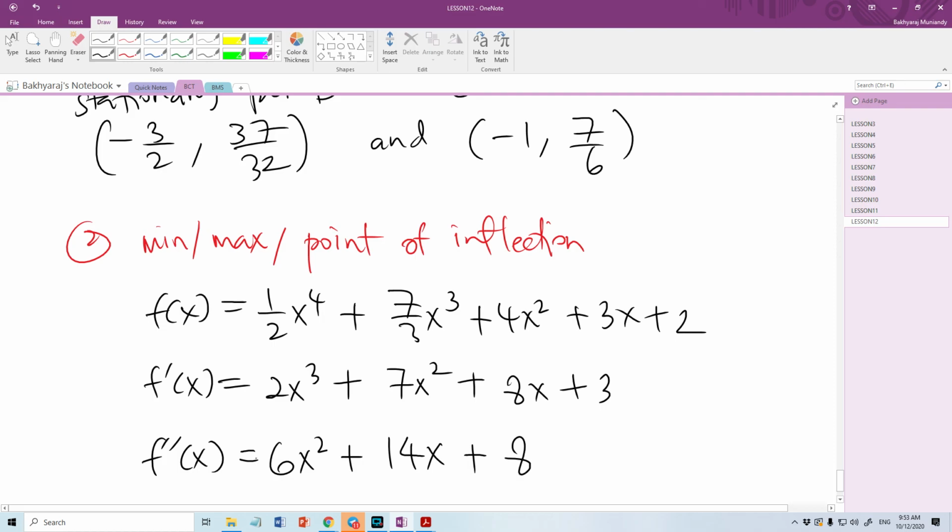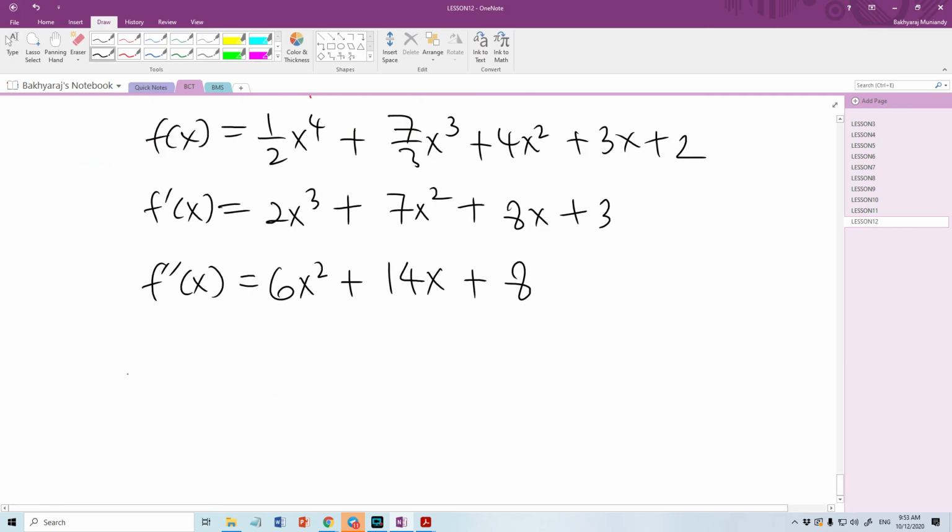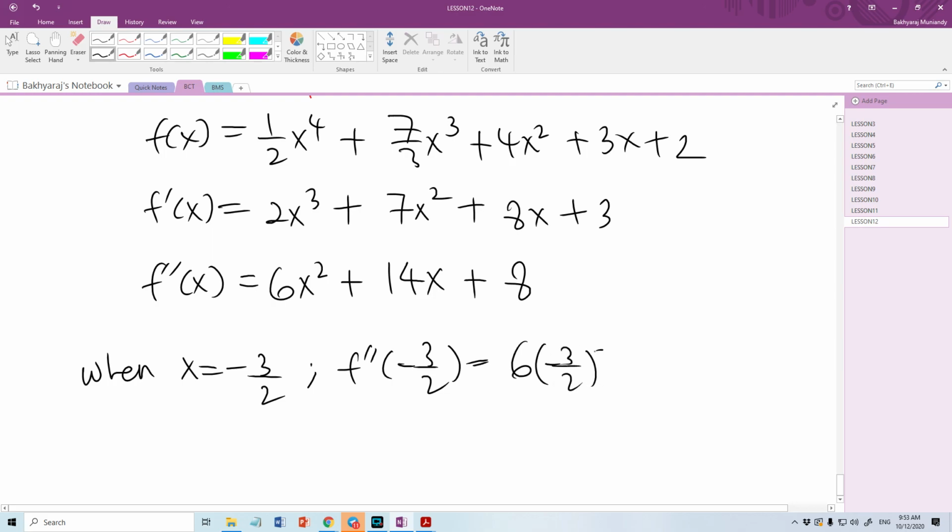Okay, now take your time. Decide which one is minimum, which one is maximum, which one is inflection. Carikan untuk saya. Okay, negative 3 over 2 is minimum. Okay, kita tengok when x equals to negative 3 over 2. So f double prime negative 3 over 2, we get 6 times negative 3 over 2 square plus 14 negative 3 over 2 plus 8.